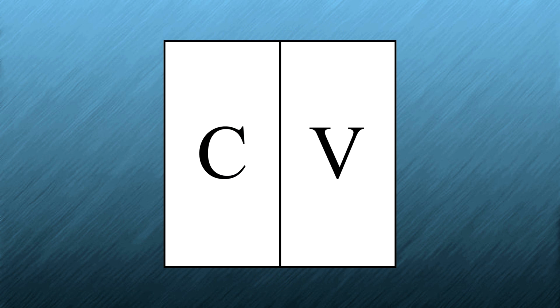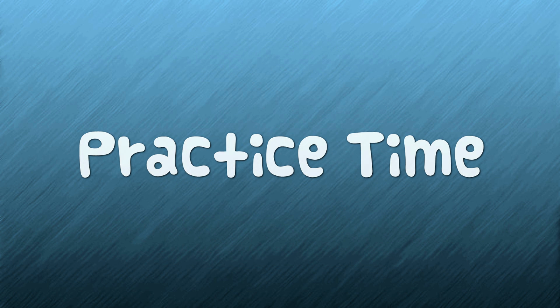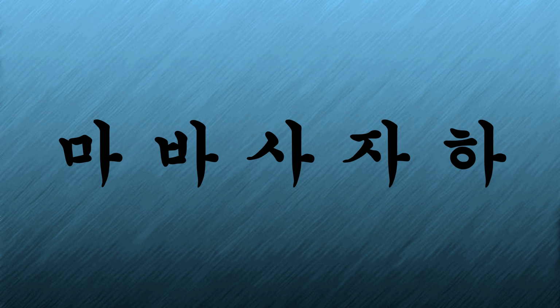Last time we learned how we can use this kind of block with our vowel ah to put our letters together and form a syllable. Let's first use this same block again, and the same vowel ah, and practice the letters that we've learned in this part. Try reading the following syllables on your own. You can pause the video here. Here are the answers. Ma, pa, sa, cha, ha.